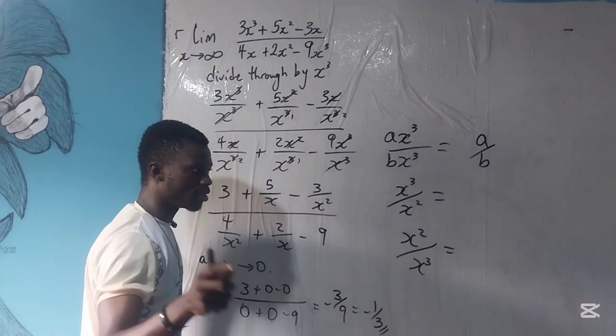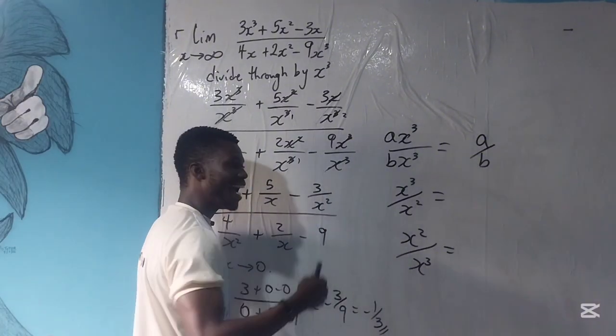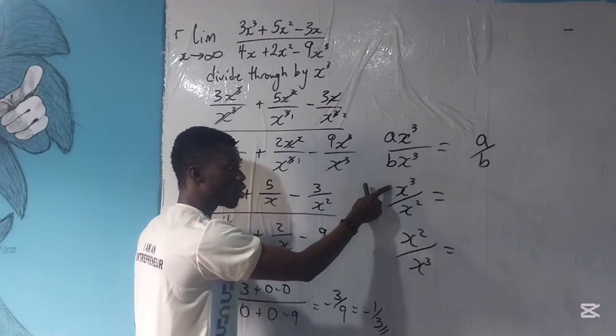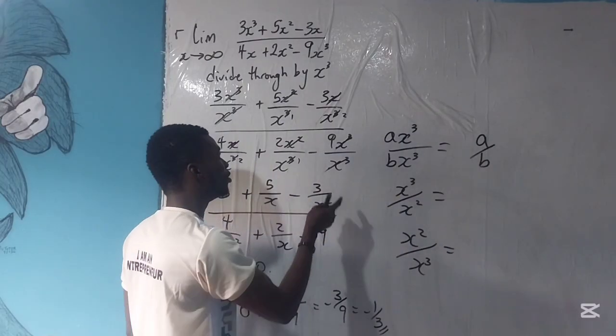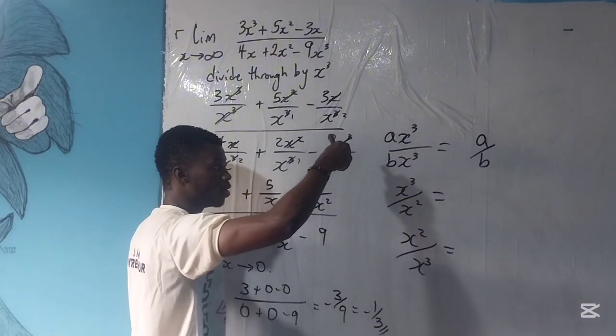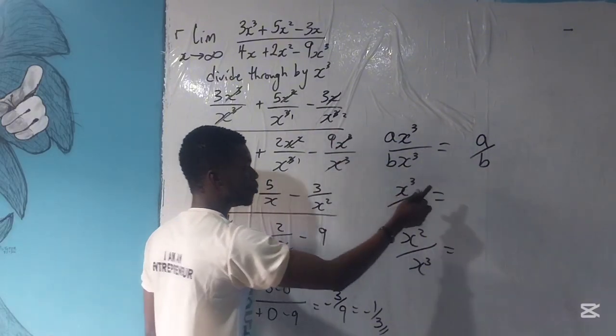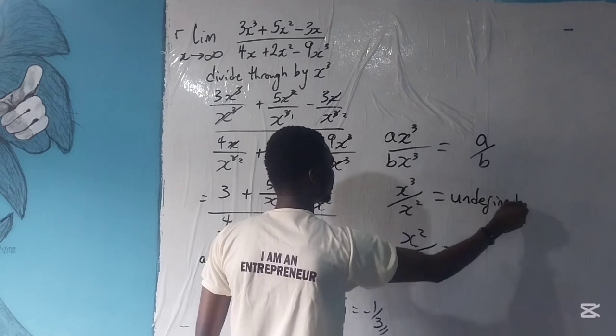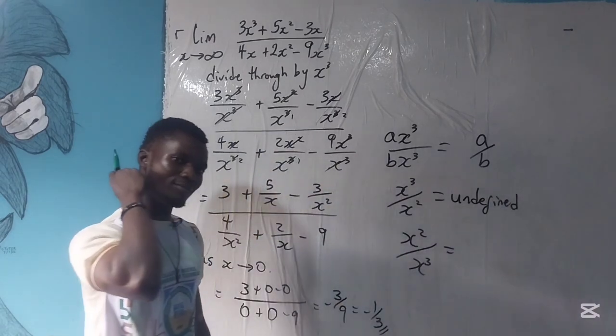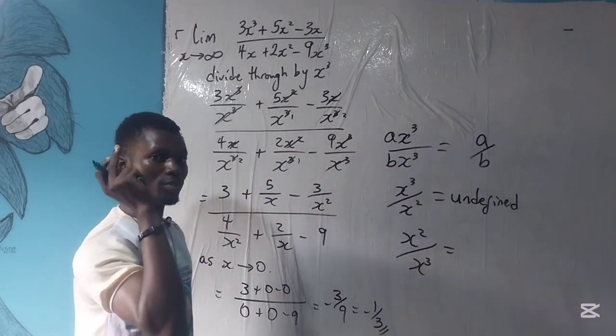That's limits to infinity. But now, what if the highest power is in the numerator only and it's not in the denominator? Are you getting that? So that means at the end of the day, we are going to have 3 over 0. And 3 over 0 will be what? Undefined. Some of these questions can be objective, just to test your knowledge on limits to infinity.